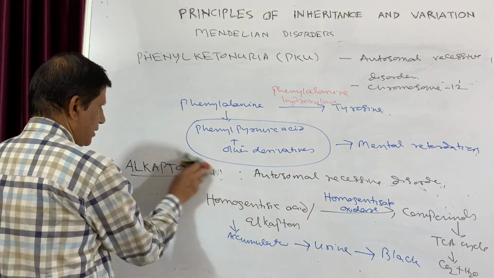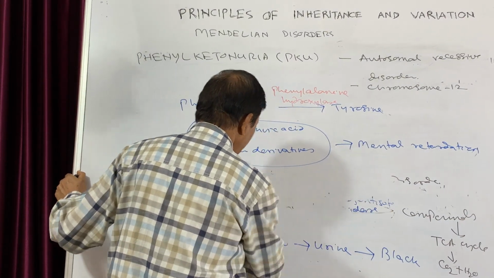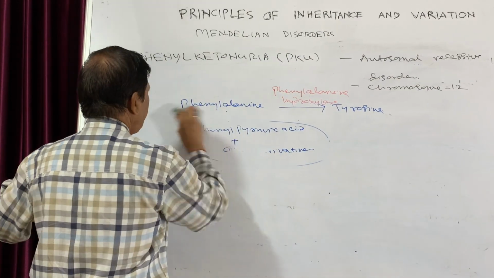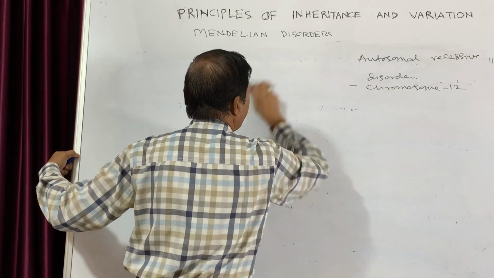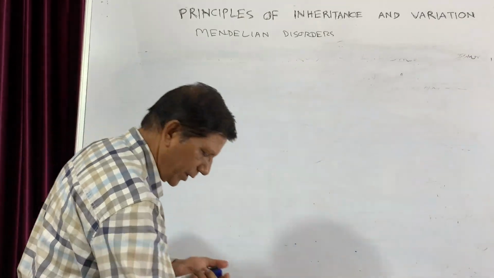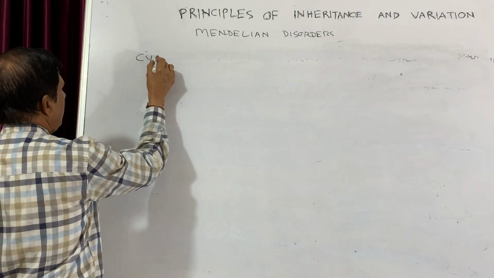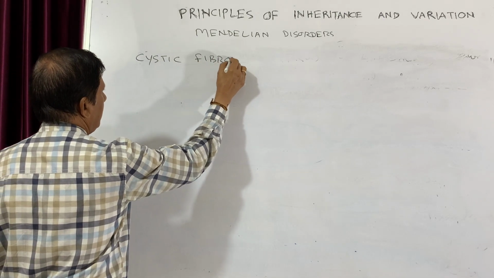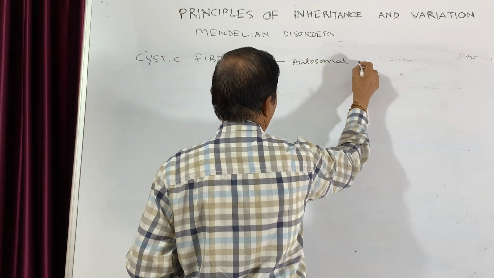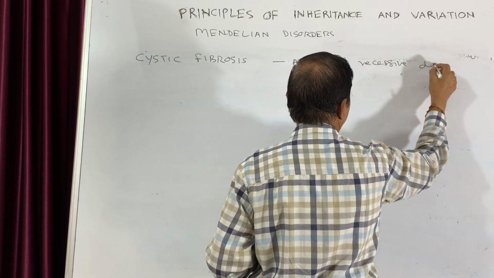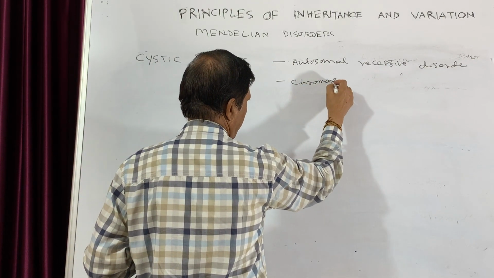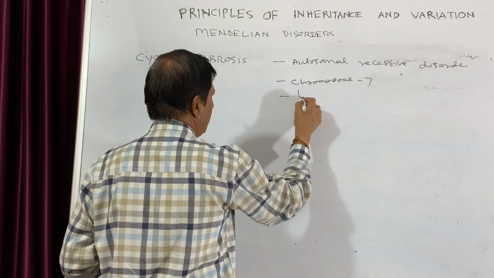Then the next disease that we'll discuss is cystic fibrosis. So cystic fibrosis is also an example of an autosomal recessive disorder. And the gene for this is usually present in chromosome number 7, and this is the most lethal disease.